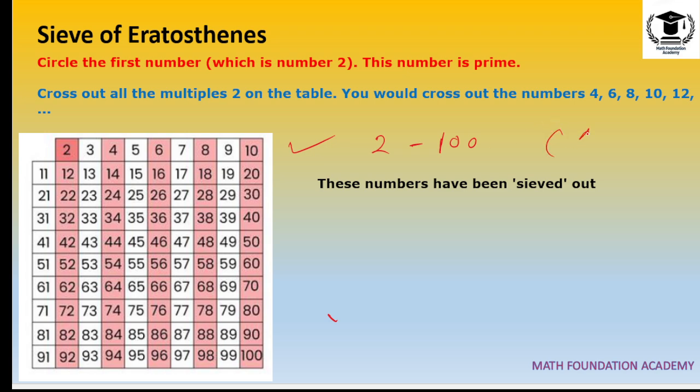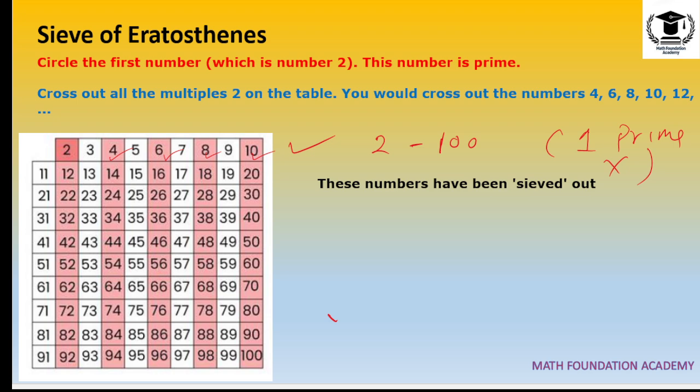As you know, 1 is not a prime number. That's why it is out from this table. First, the step is to circle this number 2, and cross out all the multiples of 2 on the table. So it's highlighted by the red color. So these are the multiples of 2.